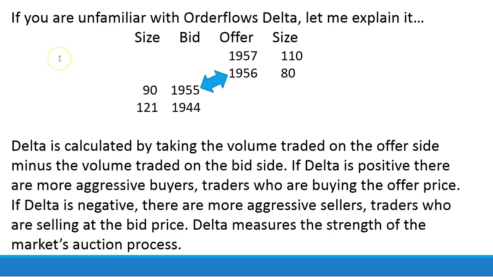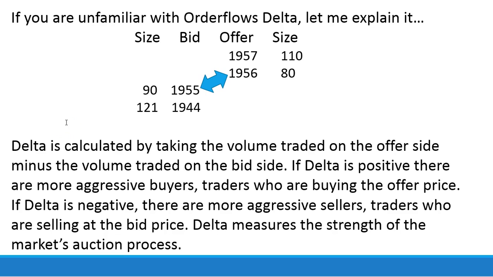Okay, real quick, if you're unfamiliar with Orderflows Delta, let me explain it a little bit again. So you see here the bid, the offer, and here's the size: 1955, 1956. So it's going to trade at 55, it's going to trade at 56, and you get numbers. You're going to get what's traded at 1955, you're going to see the volume. What's traded at 1956, you'll see the volume.